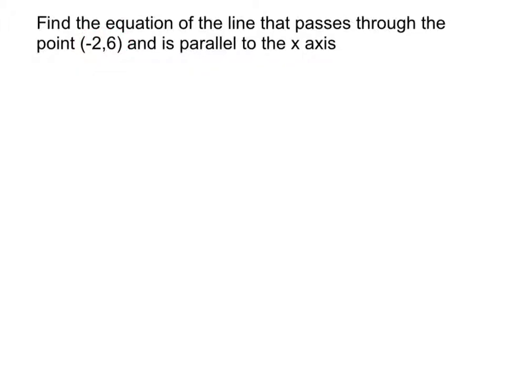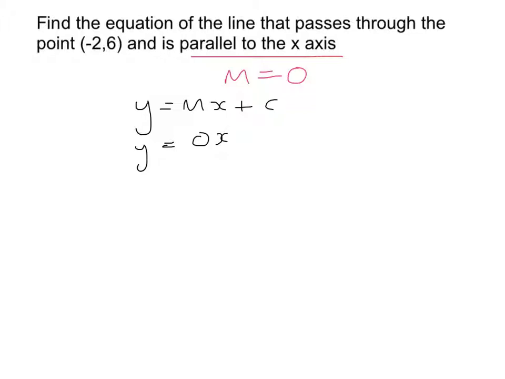For this next question, it's finding the equation of the line that passes through the point -2, 6 and is parallel to the x-axis. Now, if something is parallel to the x-axis, that tells us that the gradient is going to be equal to 0. So if we substitute that into our equation, we have y equals mx plus c. m is equal to 0, so y will be equal to 0x plus c. 0x is just not there. 0 times anything is 0. So y will be equal to c.